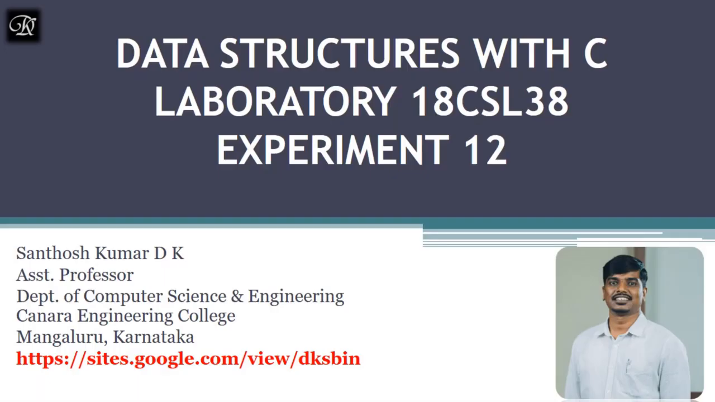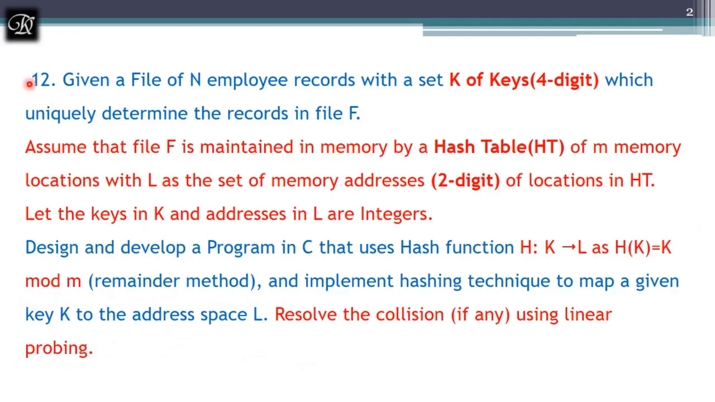Hi all, we will discuss the 12th experiment in this video. The 12th experiment problem statement goes like this. Given a file of n employee records with a set k of keys, which is of 4 digits, which uniquely determine the records in the file F. Assume that file F is maintained in memory by a hash table of m memory locations.